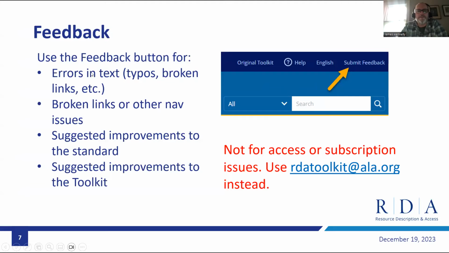Feedback, this button should be used for errors in text, broken links, etc. Suggested improvements to the standard as far as wording goes. So if you have a specific wording suggestion, or you think something's option is in the wrong place, or whatever you find that you think's a little out of whack, please let us know. And suggested improvements to the toolkit and its functionality, or if it's not working the way it's expected to, as I was talking about with the frozen header before.